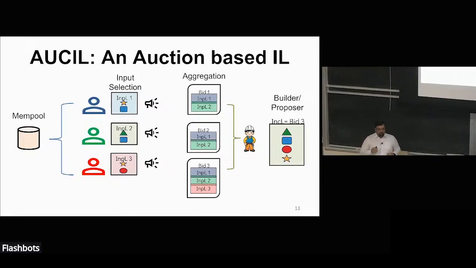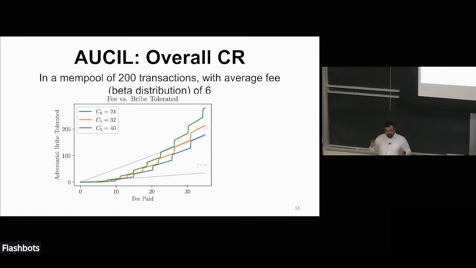I'll go into it phase by phase, but before that, this design of ours allows AUCIL to achieve censorship resistance which increases quadratically in the fees that a transaction pays, and it caps at around the number of validators times the fee paid. So until a scaling factor of the number of validators is achieved, we have a quadratic increase in the bribe tolerated.